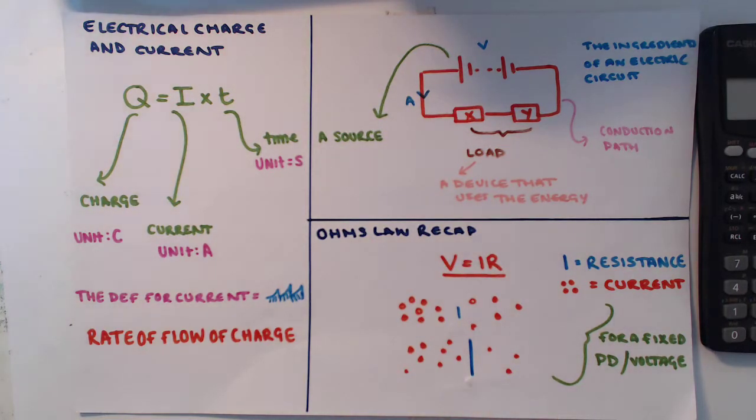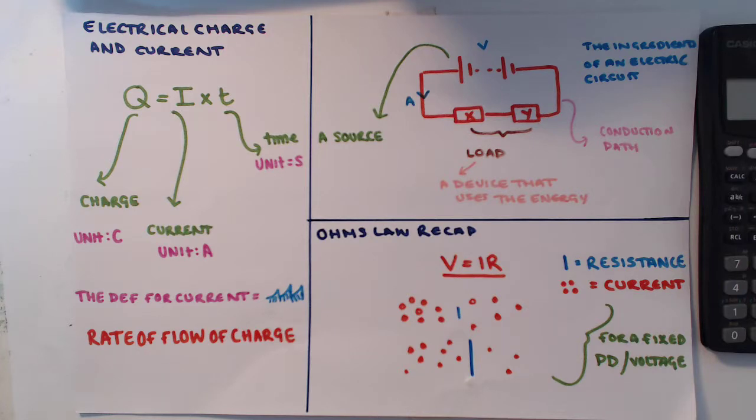So let's have a recap of Ohm's law. It's an important one because it relates voltage, current and resistance all together. I've done a little example here on how you can think about it a different way. If these little red dots represent the current and this blue line represents the resistance, if you've got a really small blue line, a lot of your red dots are going to get passed. But if you've got a really big blue line, not many red dots are going to pass.